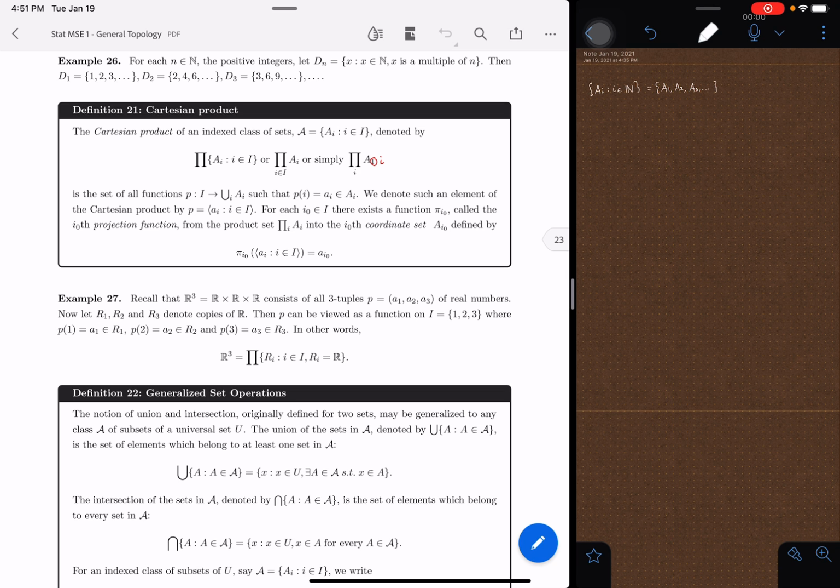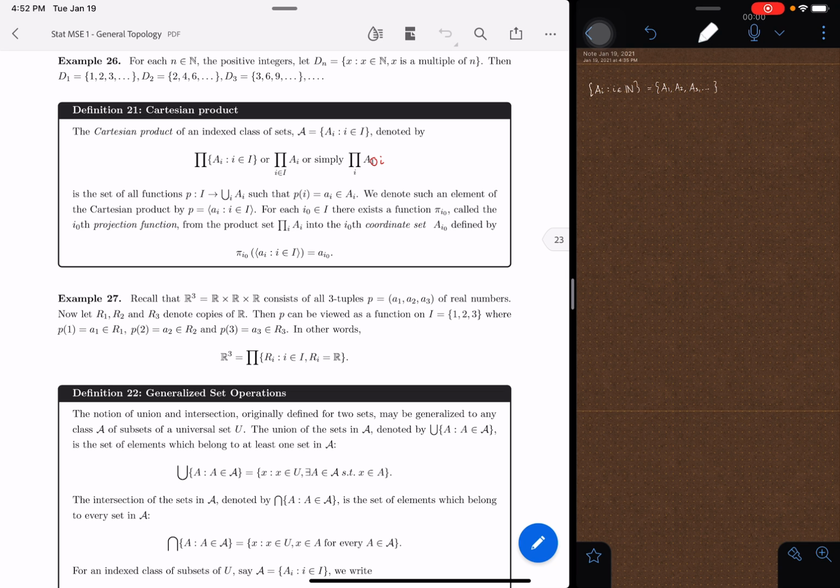Okay, so the Cartesian product is the set of all functions small p from the index set I to the union of all a sub i such that p of i is equal to small a sub i, which is an element of capital A sub i. So we denote such an element of the Cartesian product by P, which is the collection of a sub i for i in capital I.